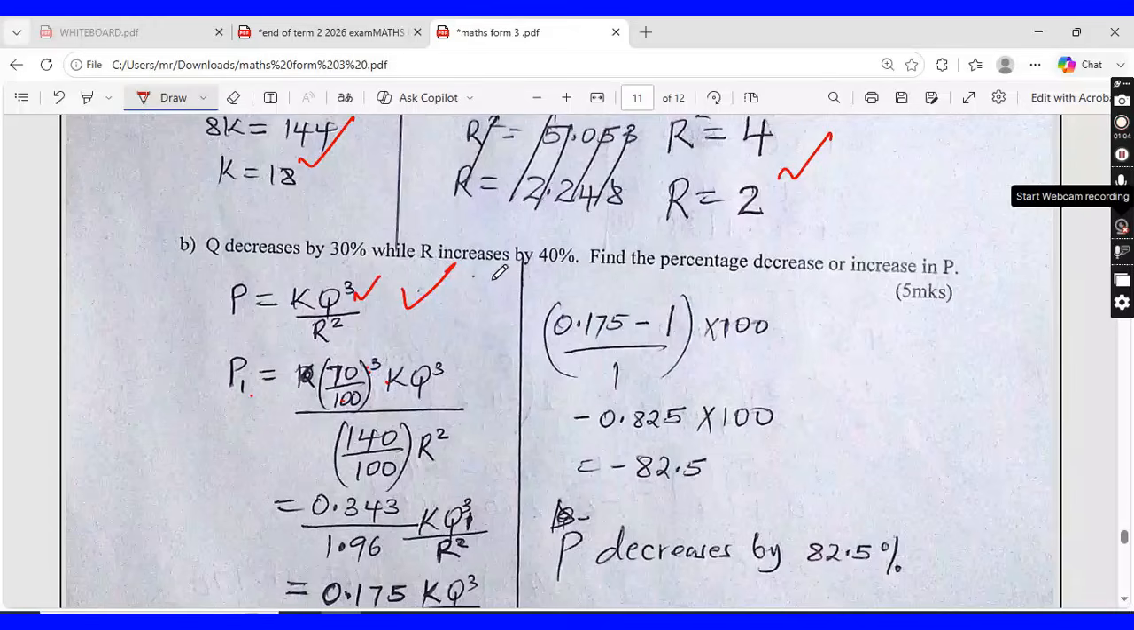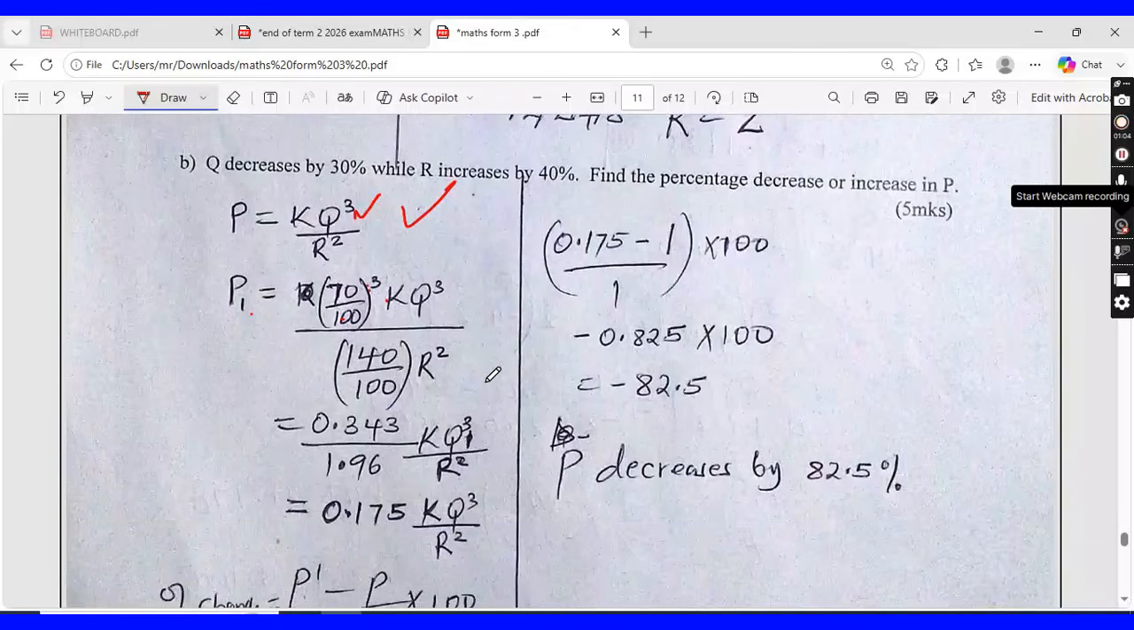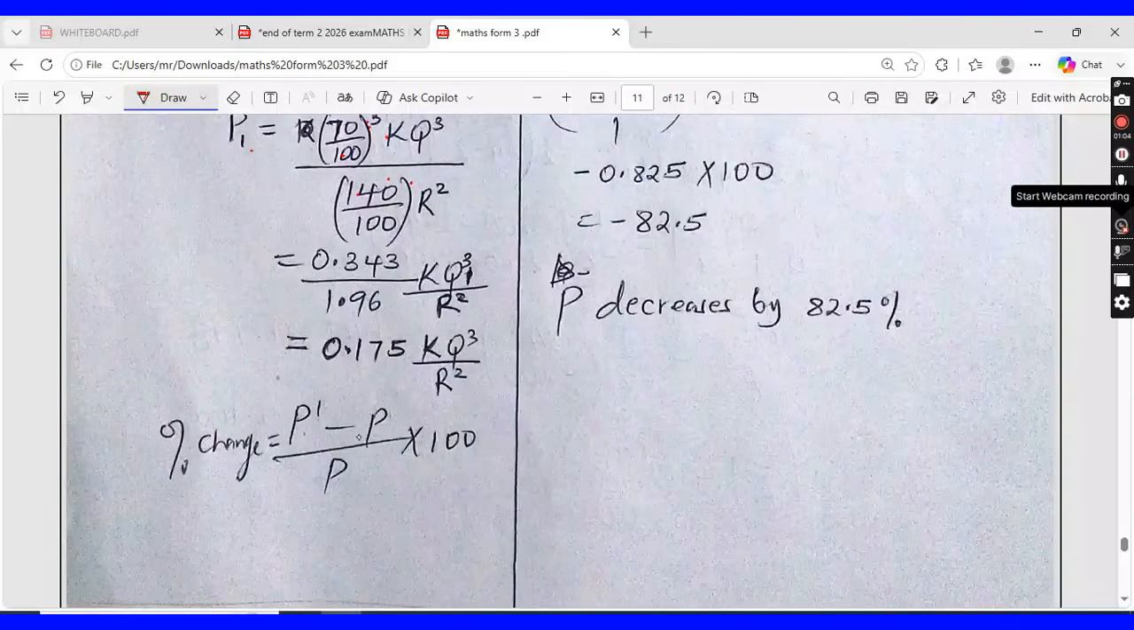Then R increased by 40%. Increase, you add 40 to 100. Increase is always more than 100. Then that's 140, and it was squared. So you square 140 divided by 100, that is 1.4 squared. You get 1.96. Now from there you have this.